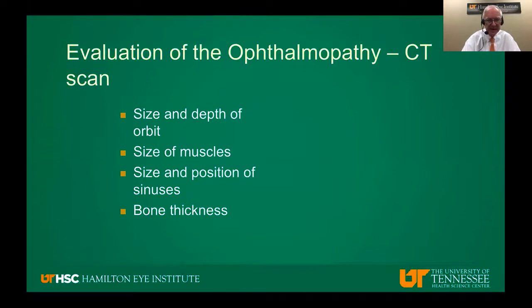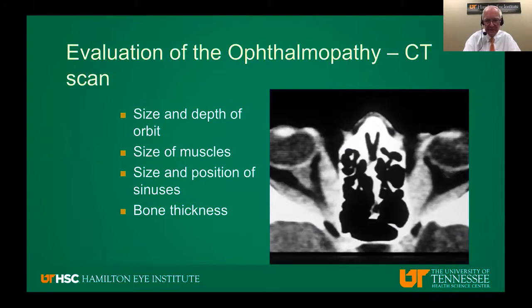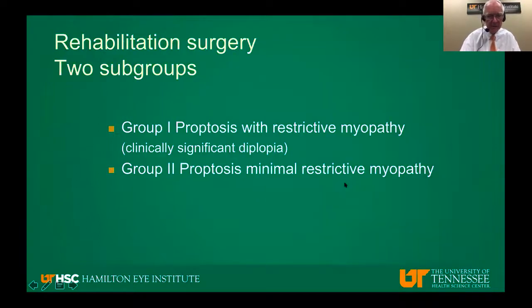So I'm looking for the size and depth of the orbit. A short orbit is much more of a problem than a long orbit. Also the size of the muscles and the position of the sinuses. Do these people have chronic bad sinus disease? Do they not? Do they have large sinuses, small sinuses, and what's the thickness of the bone associated with these defects? And to do that, let's look at orbital disease. Obviously, large muscles are a real problem. We know where we're going to go as far as a decompression on this patient, and that's right there. That's where you're going to get the most bang for your buck.